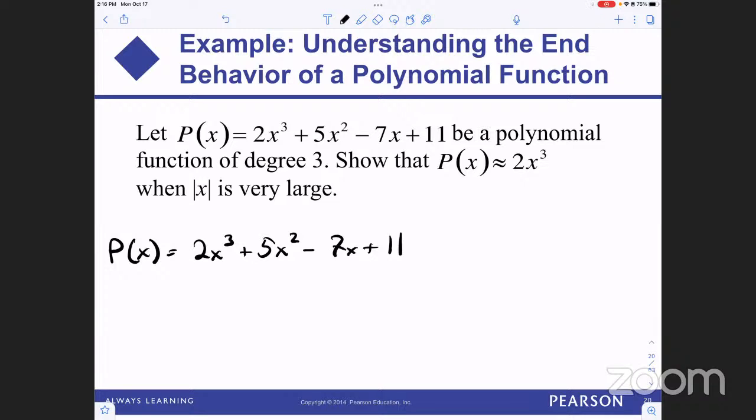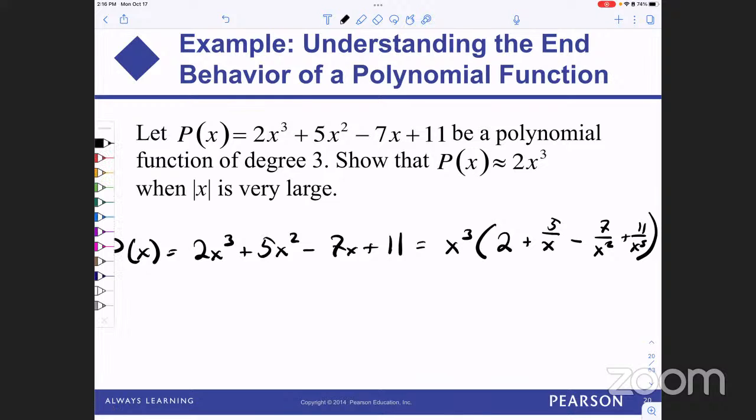Now let's factor out x cubed from all the terms. From the first term, we're left with 2. The second term, we're left with 5 over x. The third term, we're left with negative 7 over x squared. And the last term, we're left with 11 over x cubed. So we factor out x cubed from each term.